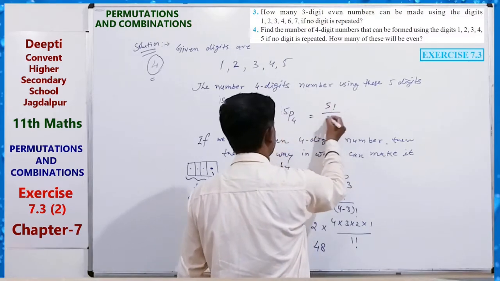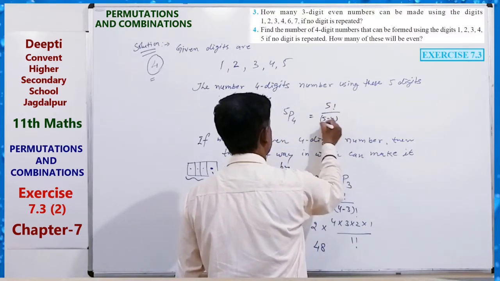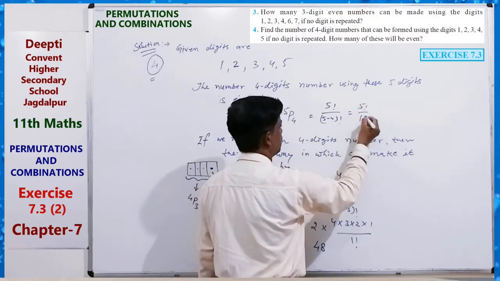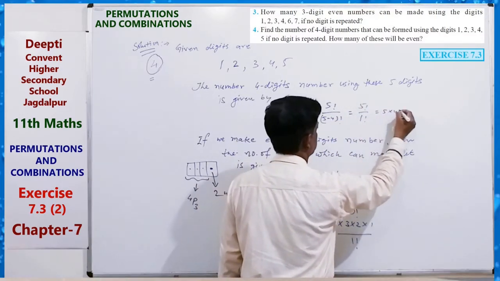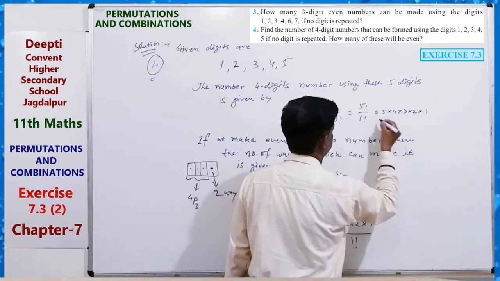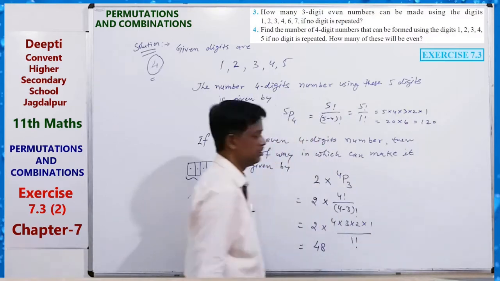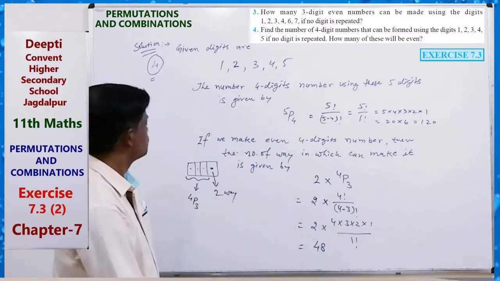And 5p4 is factorial 5 upon 5 minus 4 factorial, equals what? 5 factorial upon 1 factorial, equal to 5 into 4 into 3 into 2 into 1, 120. So this is the solution of 4.